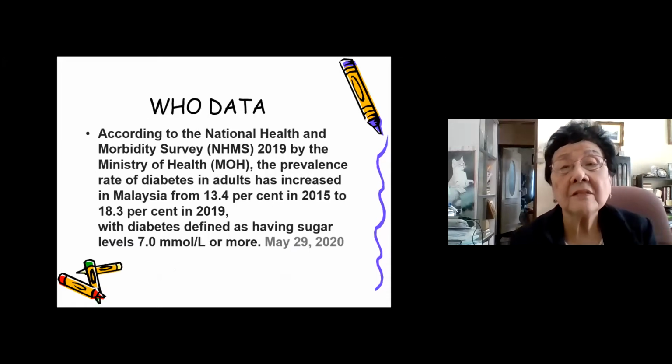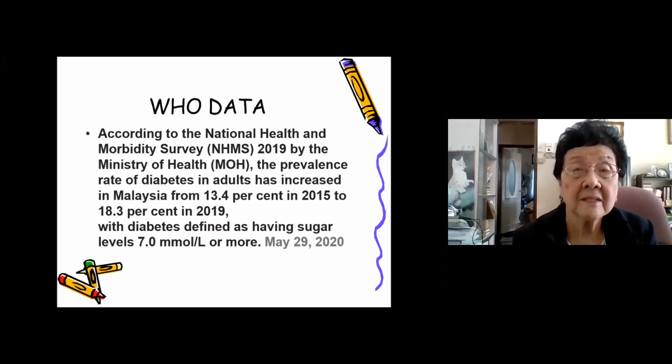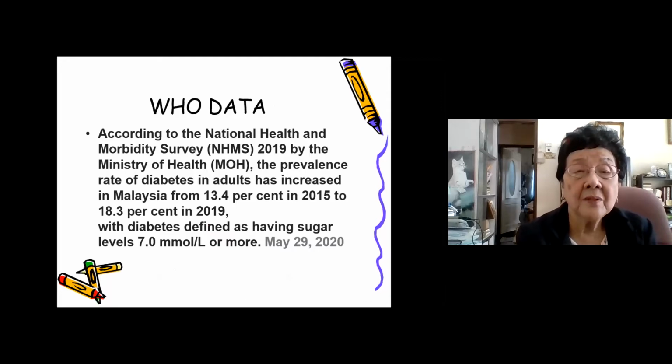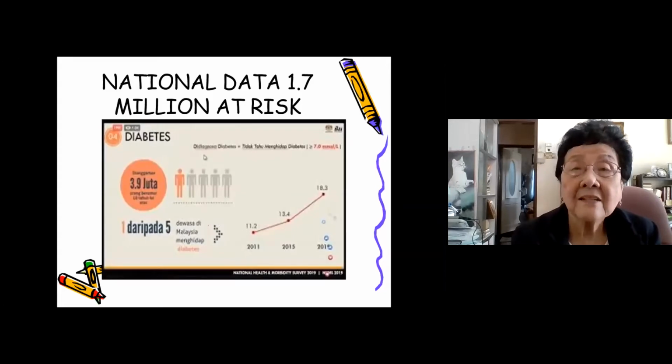WHO data, according to the National Health and Morbidity Survey in 2019, shows the prevalence rate of diabetes in adults has increased in Malaysia from 13.4% in 2015 to 18.3% in 2019, with diabetes defined as having sugar levels of 7 millimoles per liter. And if you see the national data, 1.7 million are actually at risk.